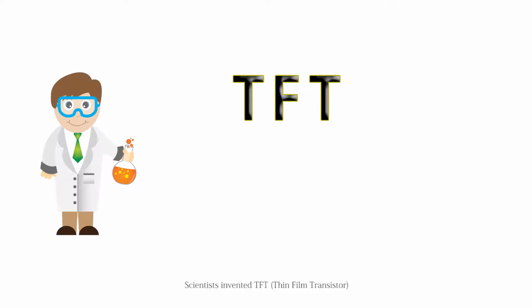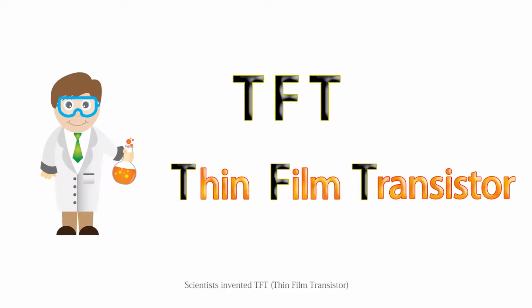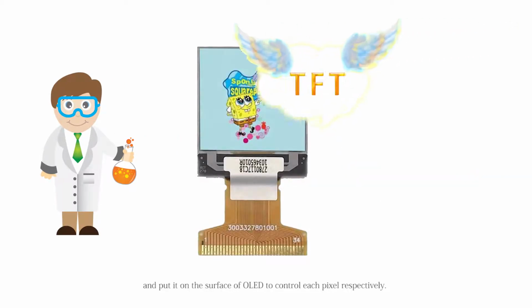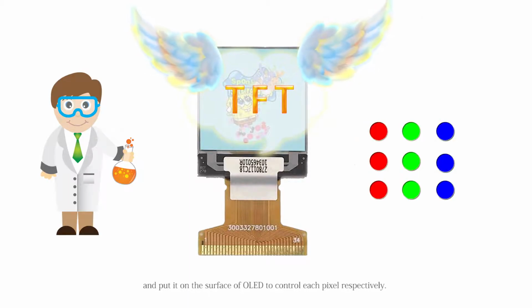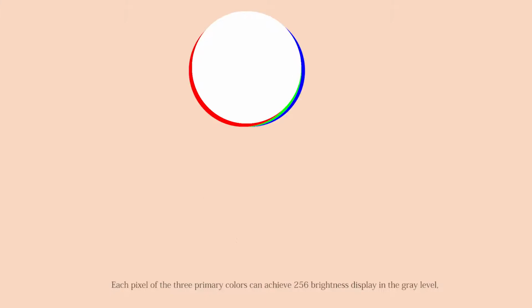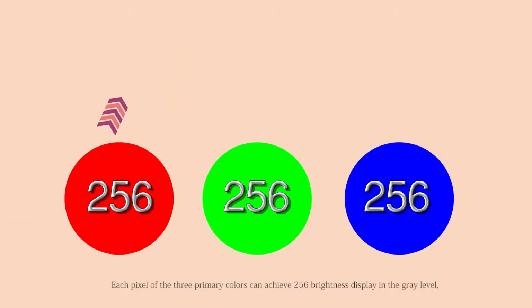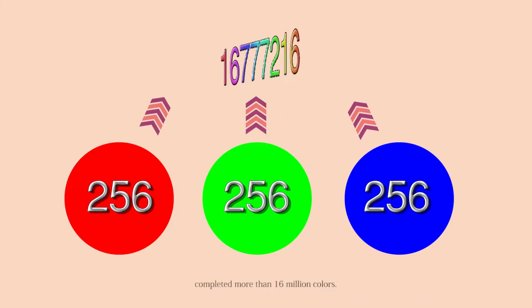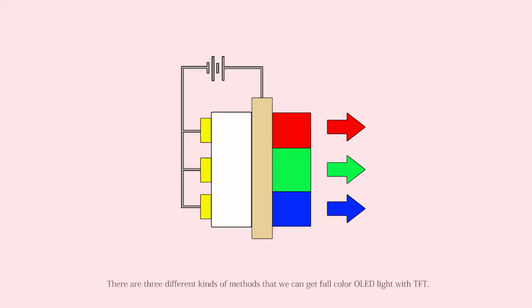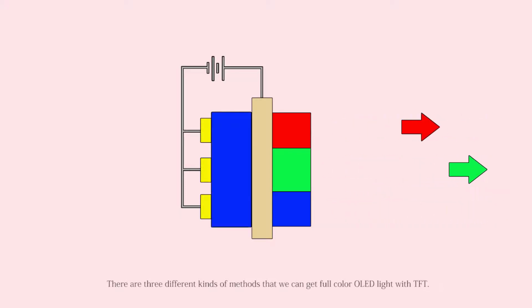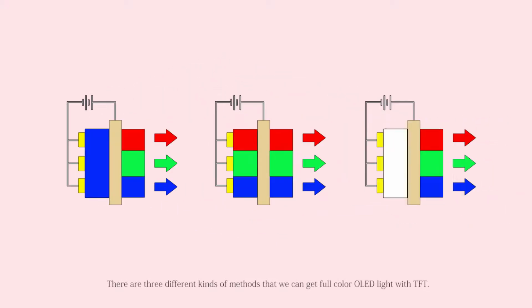Scientists invented TFT, thin film transistor, put it on the surface of OLED to control each pixel respectively. Each pixel of the three primary colors can achieve 256 brightness display in the gray level, completed more than 16 million colors. There are three different kinds of methods that we can get full color OLED light with TFT.